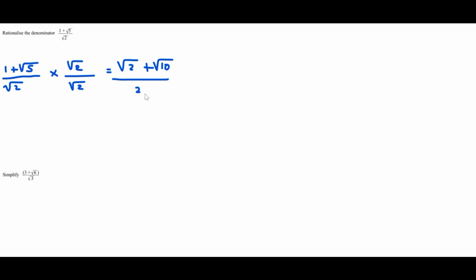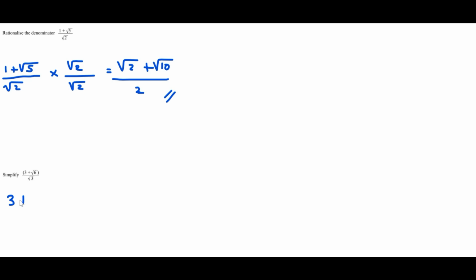So starting off with the first one, just going to write down this fraction. Just going to multiply it by the surd in the denominator. This will give us root 2 plus root 10 divided by 2. And this can't be simplified any further, so this is our final answer.